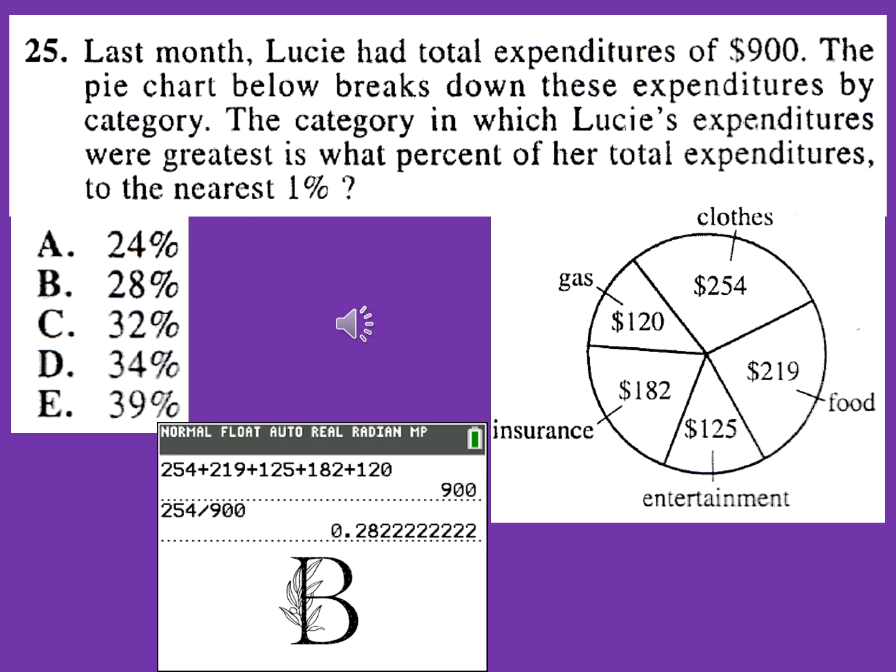What I officially do on this is I figure out what's the total expenditures, which it turns out is 900 bucks, and I take 254 for clothes out of 900. I get about 0.28, and so it's 28%. That's going to be our answer. So this is another one to realize that they're not going to intentionally draw that graph wrong. If clothes look like they're somewhere around a fourth, it's probably going to either be A or B, and you can automatically eliminate the rest of the answers.